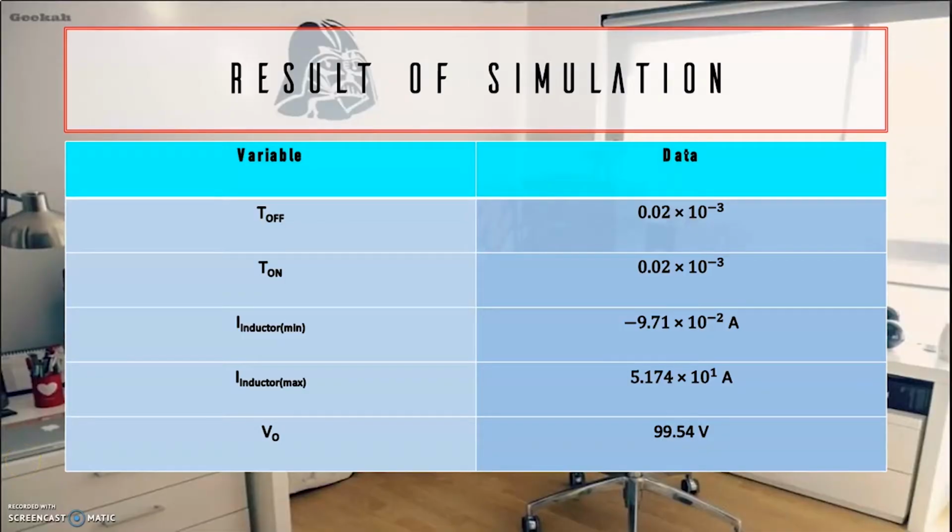And here we have the result of the simulation. With the T off, we have 0.02 times 10 to the negative 3. The T on has 0.02 times 10 to the negative 3. The minimum inductor current is negative 9.71 times 10 to the negative 2, and the maximum inductor current is 5.174 times 10 to the power of 1. The output voltage is 99.54 volts.